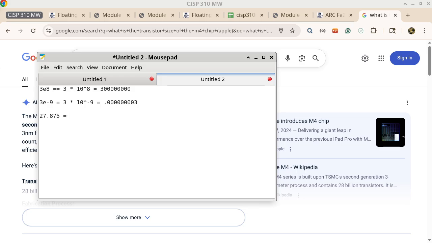This is a base 10 number. So the first thing I want to do is to convert the value of 27.875 in base 10 to a binary number. Whatever follows is something that we should know already, but I'm going to go through this whole process just so that you go, oh, okay, now I remember how to convert a number into base 2.